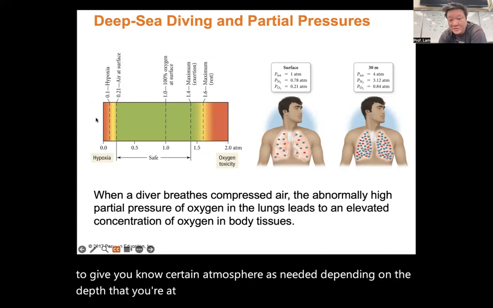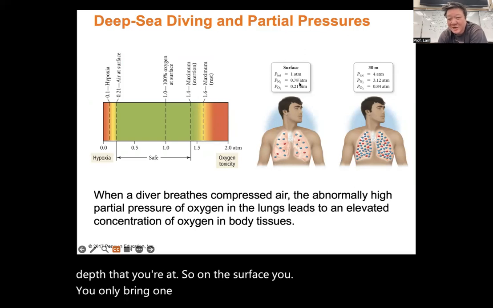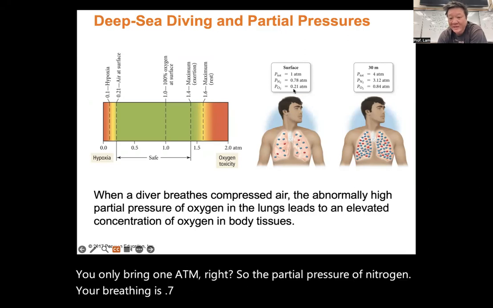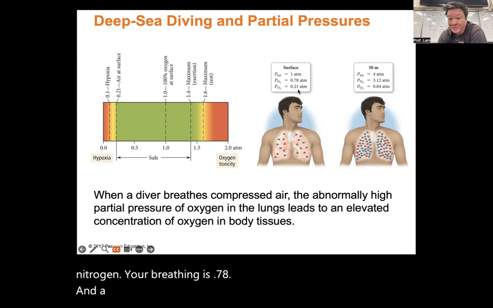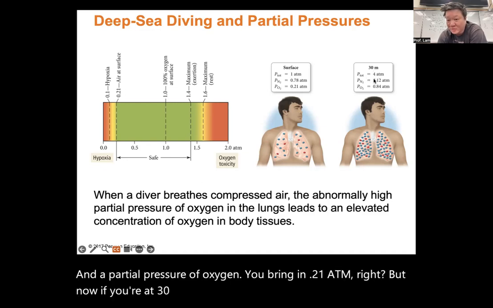So on the surface, you're only breathing 1 atm, right? So the partial pressure of nitrogen you're breathing is 0.78, and partial pressure of oxygen you're breathing is 0.21 atm, right? But now if you're at 30 meters, your total pressure is 4 atm. And there's no way you can breathe by yourself.